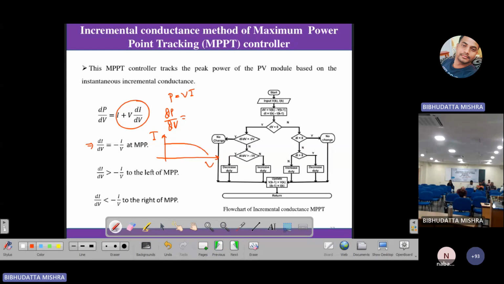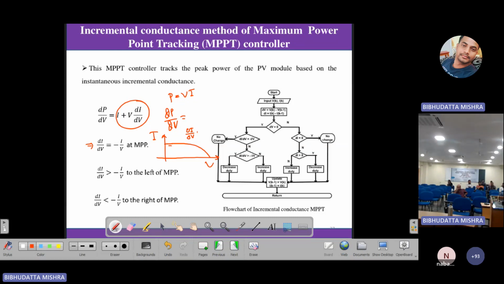Now see, this is your IV curve. One point you can understand: every time you try to calculate the incremental conductance, not the resistance, conductance. If I move from this direction, your current is always decreasing and voltage is increasing. As the current is decreasing, this del I by del V is always a negative quantity. And you are checking whether that is greater than or less than I by V.